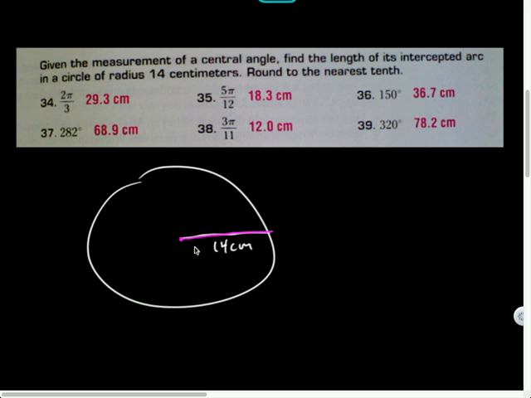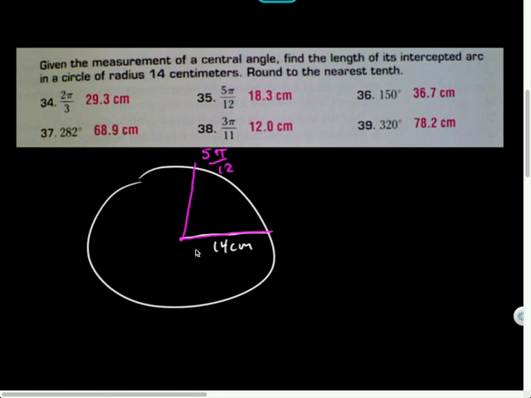Where would that be? All the way over here would be 12 pi over 12. This would be 6 pi over 12, right? So 5 pi over 12 must be like this. Yes, I agree.